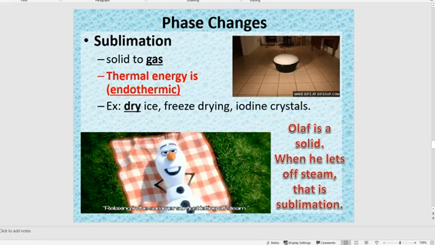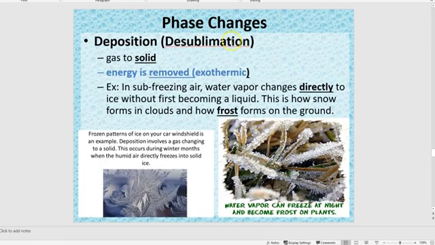The opposite of sublimation is called desublimation, but there's another word that means the same thing, so I need both of these in your notes. The other word is deposition. Everybody say deposition. I could also say deposit is the root word. So we're depositing something. We're going from a gas straight to a solid. I'm going to say it again. From a gas, skip liquid, straight to a solid is deposition or desublimation. Energy is removed. That means heat is removed. So heat is exiting. This is exothermic.